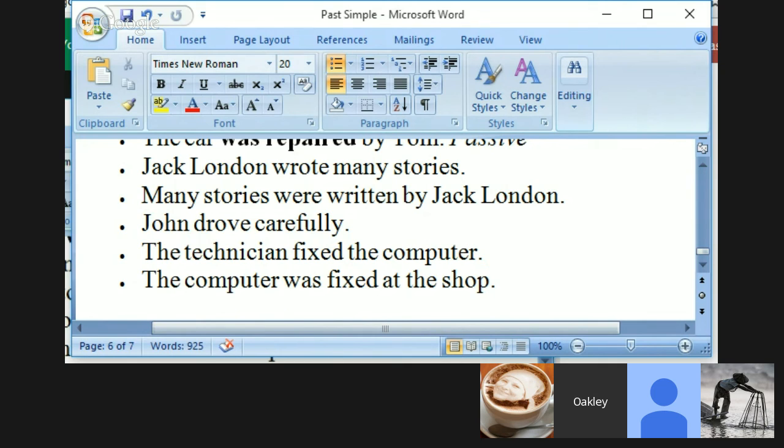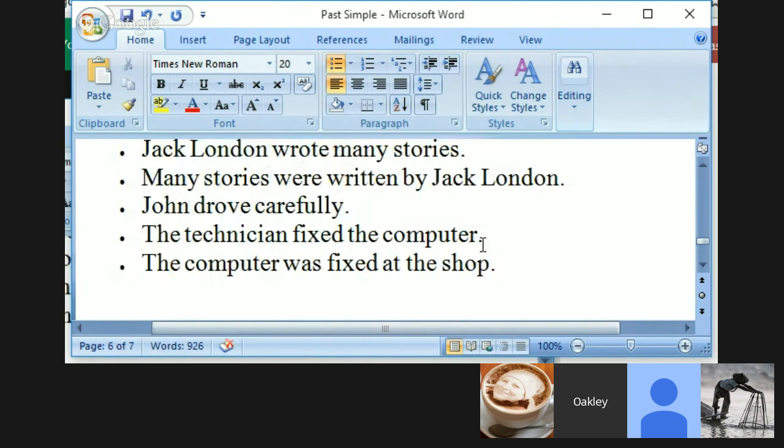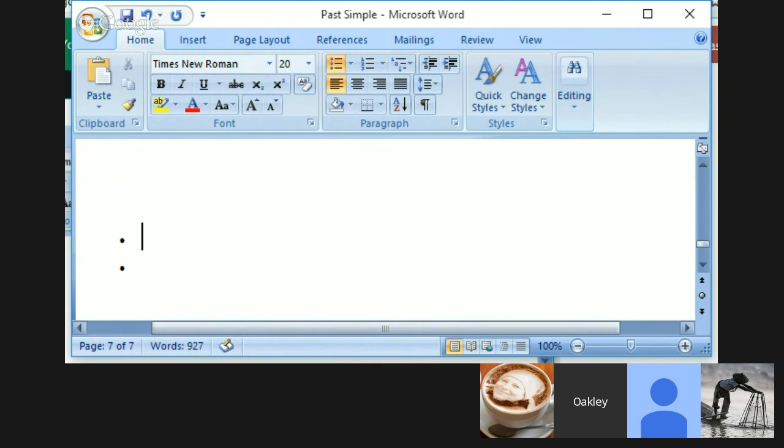Okay. We don't know the guy who fixed it. We don't know his name. We don't know who he is. Just the guy that works at the shop. Who cares? The computer was fixed at the shop. All right. Great. So, another common use of the passive is because we don't know who works at the shop. And frankly, we don't care. All we really care about is that the computer got fixed.